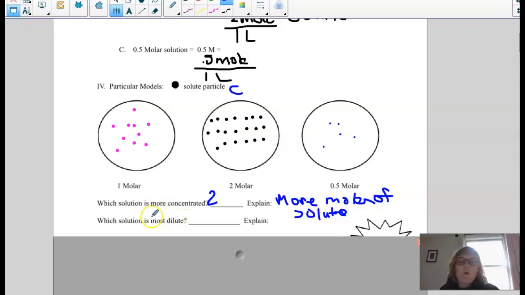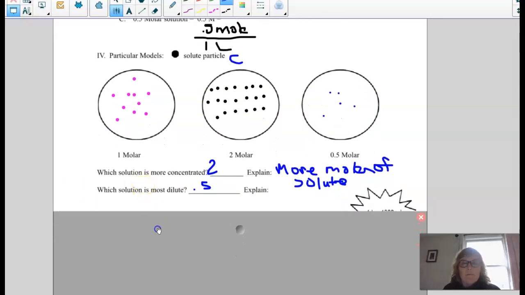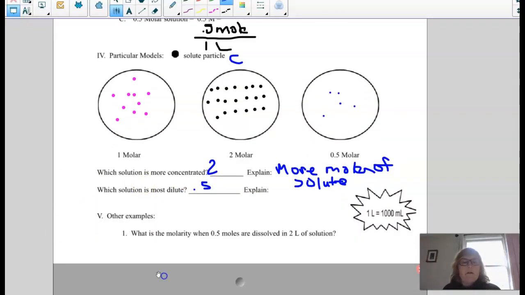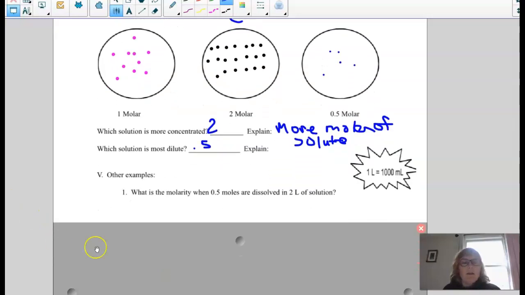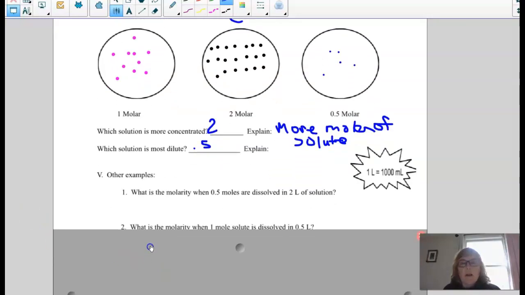The next is which is more dilute, the 0.5 molar, and it's because you only have half as many moles compared to the 1 mole. Other examples. So here are some problems that you can use. I would recommend that you refer to the triangle when you're doing this. So there's things to always be aware of. You always need to make sure that your liters, that your volume is in liters, not milliliters.